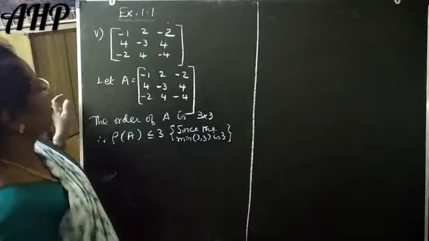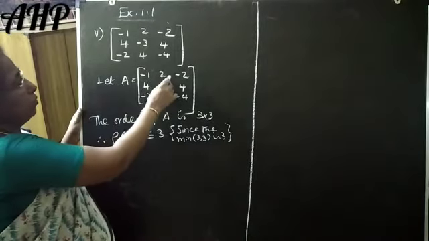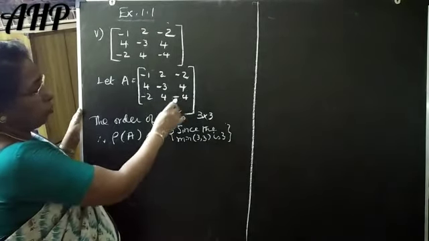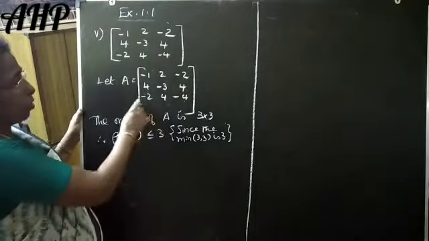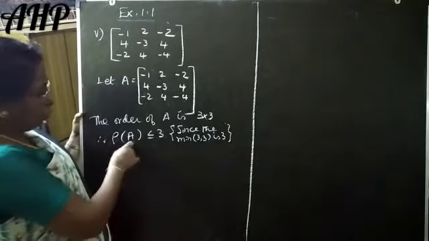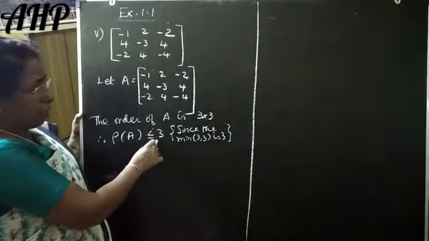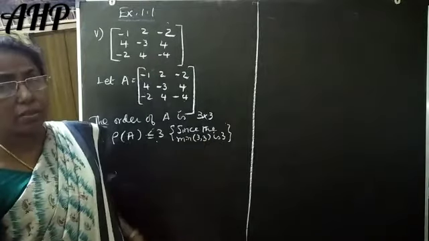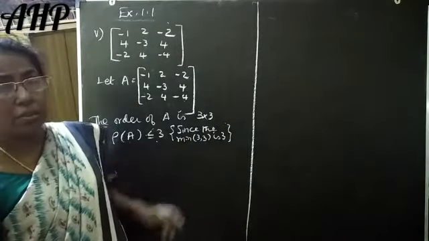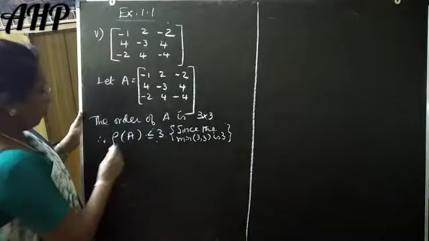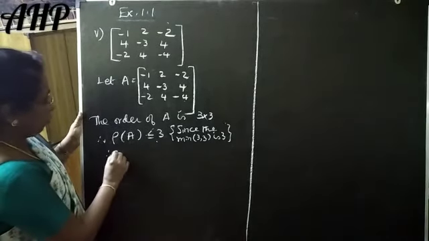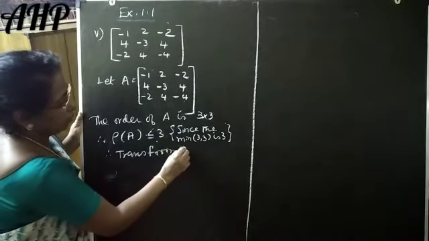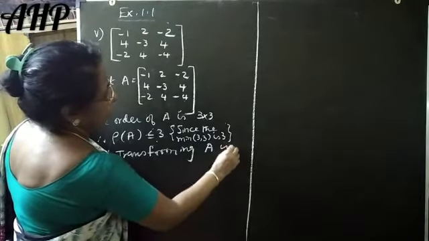The next question is A is equal to 1, minus 1, 2, minus 2, 4, minus 3, 4, 2, minus 2, 4, minus 4. Again, this matrix is of order 3 by 3. Therefore, the rank of A must be less than or equal to 3, as the maximum order of a minor is 3 by 3. Therefore, we transform matrix A into echelon form.